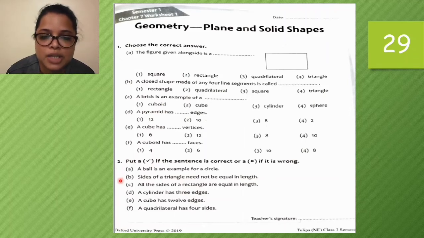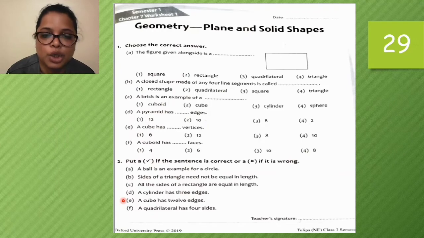B. Sides of a triangle need not be equal in length. Yes, it's a correct statement. So put a tick mark. C. All the sides of a rectangle are equal in length. Yes, it's wrong. So put a cross, because opposite sides of the rectangle are equal in length. D. A cylinder has 3 edges. Yes, it's wrong. A cylinder has no edges.